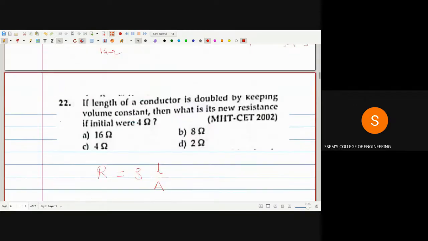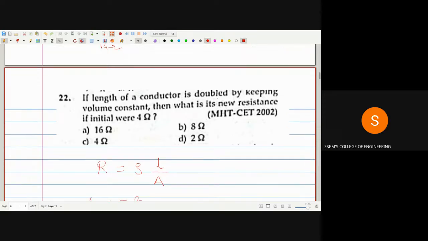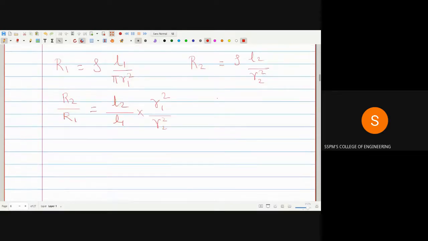आता काय केलेलं आहे बघा, सेकंड केस मध्ये इफ द लेंथ ऑफ द कंडक्टर इज डबल, म्हणजे लेंथ डबल केलेली आहे. So what is the relation between L2 and L1? L2 is equal to 2L1 केलेलं आहे. Isn't it? So what will L2 divided by L1? L2 divided by L1 is 2. Isn't it?